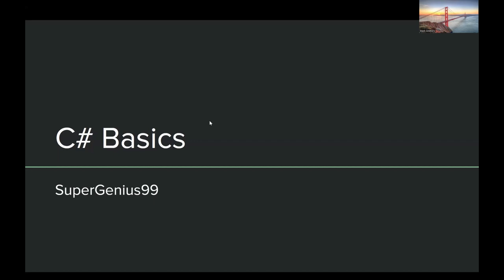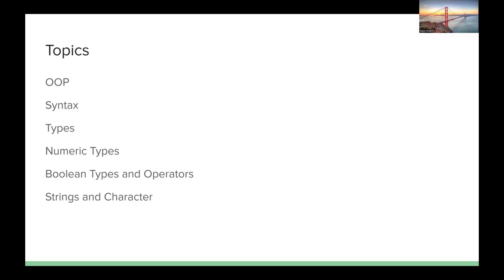We're going to go with some C# basics. There will be no coding in this slideshow, but there will be some coding in the next slideshow. So let's get into some C# basics. What we'll be covering today is OOP, object-oriented programming. Syntax, types, numeric types, Boolean types, and operators, strings, and characters.